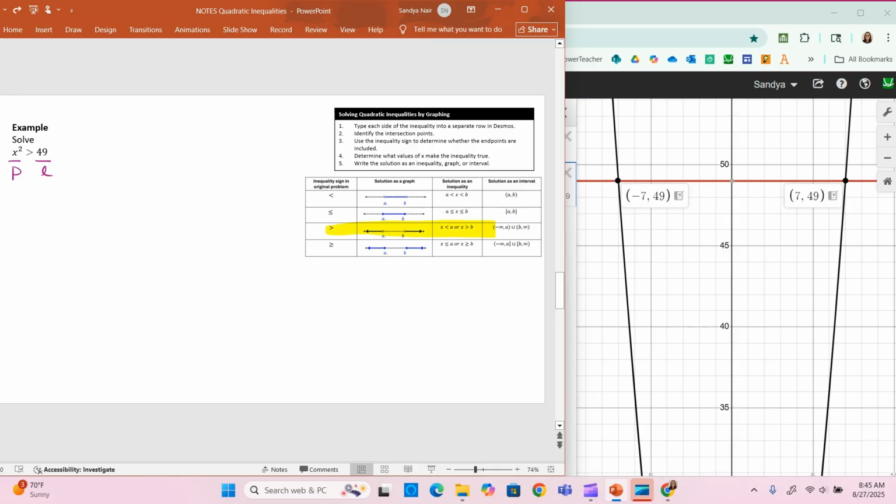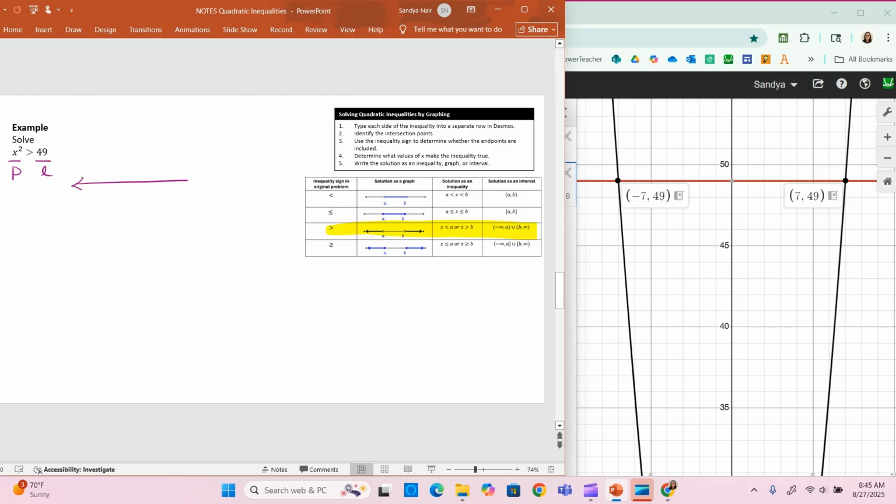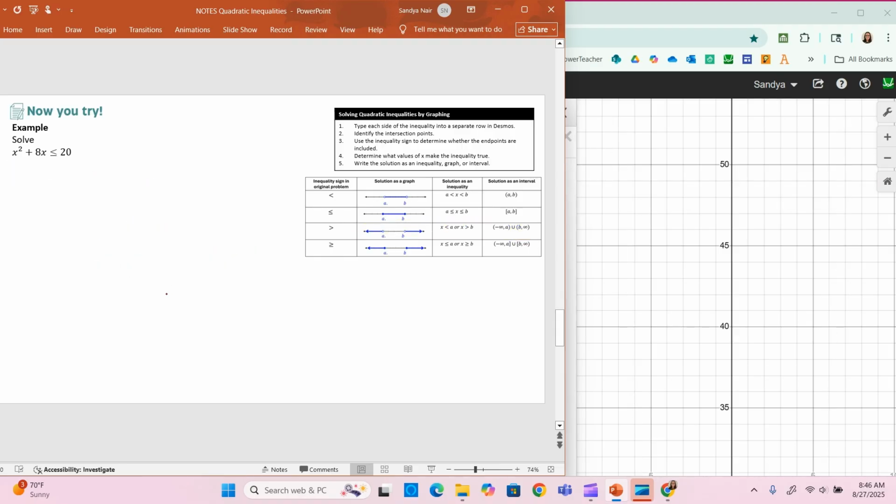When I have a greater than sign, my endpoints are not going to be included. So I'm going to write this on a graph. My endpoints are at -7 and +7, so I'm going to put open circles there. And remember, I have to shade on the outside, because there are two pieces where this inequality is true. If I write this as inequalities, I'm going to write x is less than -7 or x is greater than 7. If I write this as an interval, I'm going to say -infinity to -7 or 7 to infinity. So now you can go ahead and pause the video and try this example on your own.